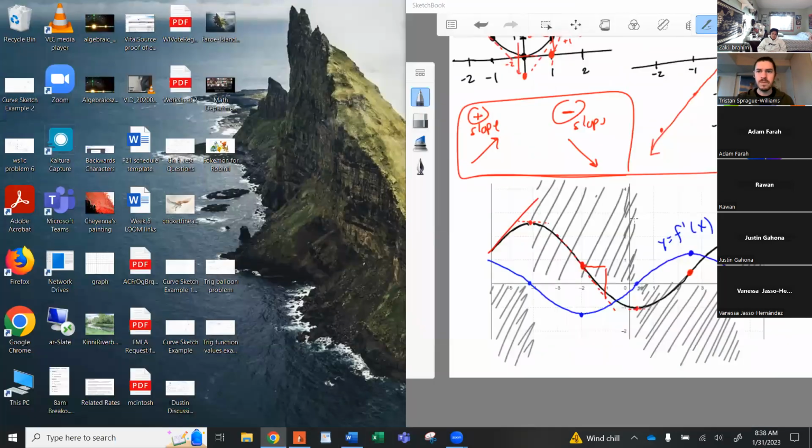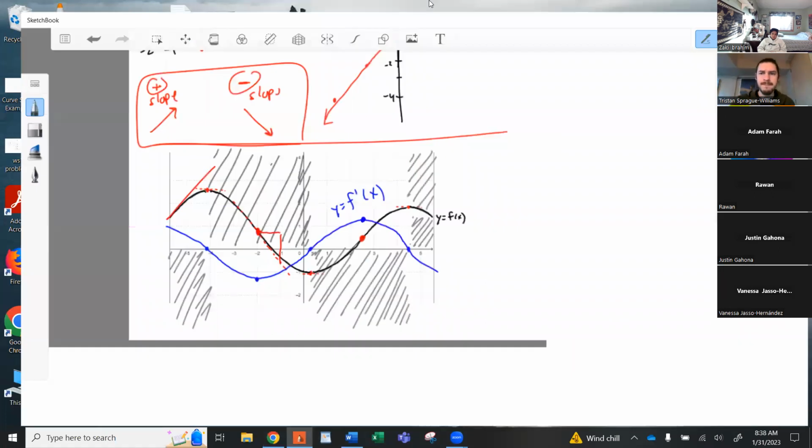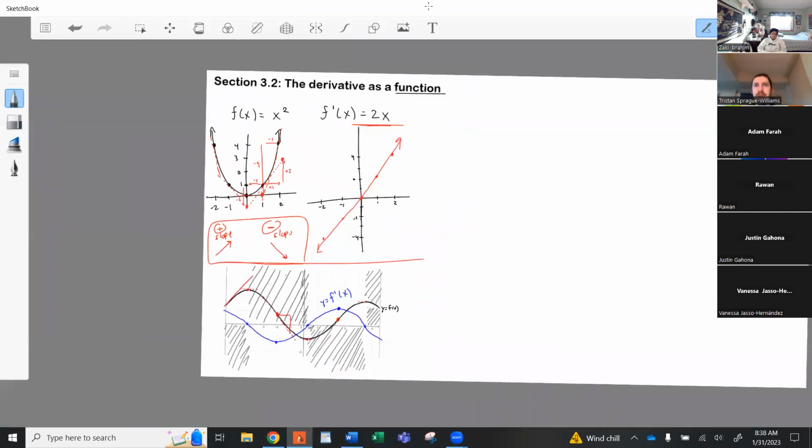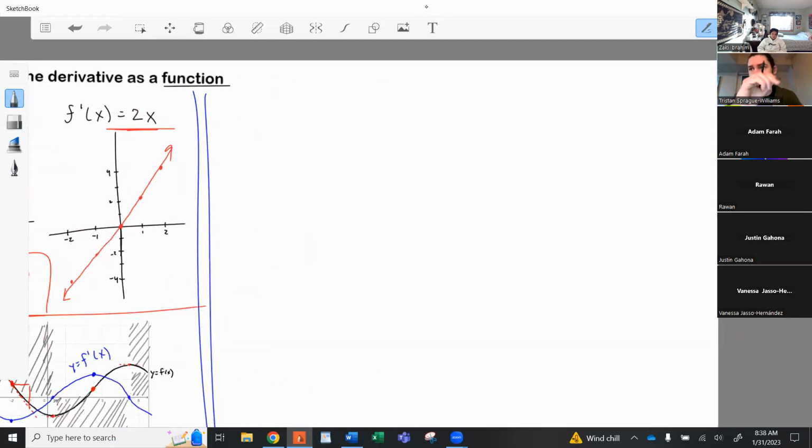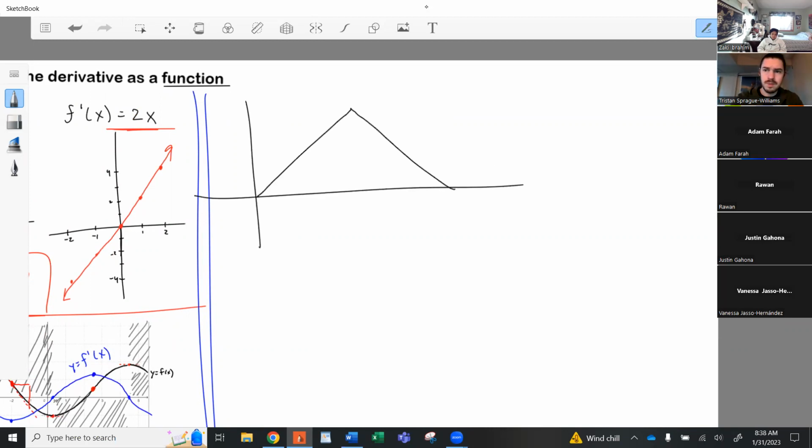Okay. So that's a little bit about graphing. Let's do one more graph, and then that'll segue us into the next topic here. So what if I have a graph that looks something like this? And this is my function y equals f of x.